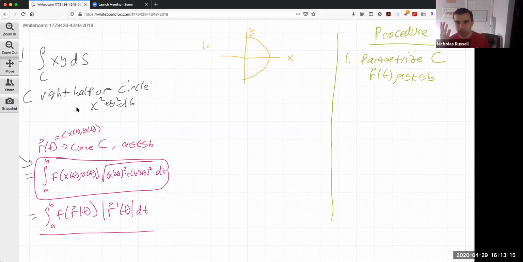Now, I want you to think about this pretty quickly. Does it matter which direction I'm going in? Does it matter if I go in this direction or this direction? Because that's an important thing. Parameterizations give me a direction, right? I'm going in a certain direction. But doesn't that matter? The answer is no.